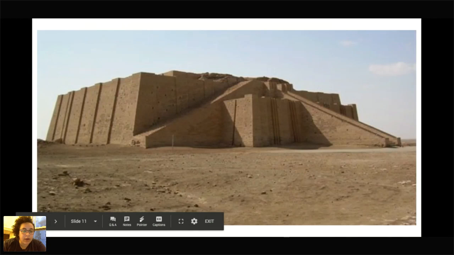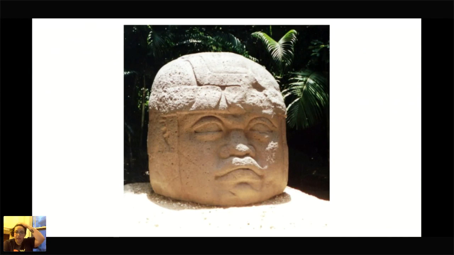All right. So I just want to show you a few pieces of architecture. It's important that you're able to recognize these, because these early civilizations really are the foundations for the rest of world history. And so it's important that you see these and identify the regions in which they come from. So this is the Olmec head, and this would come from Mesoamerica.